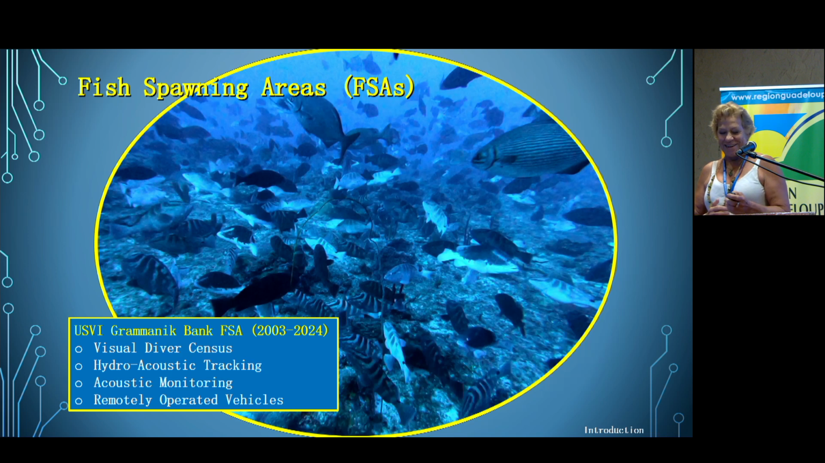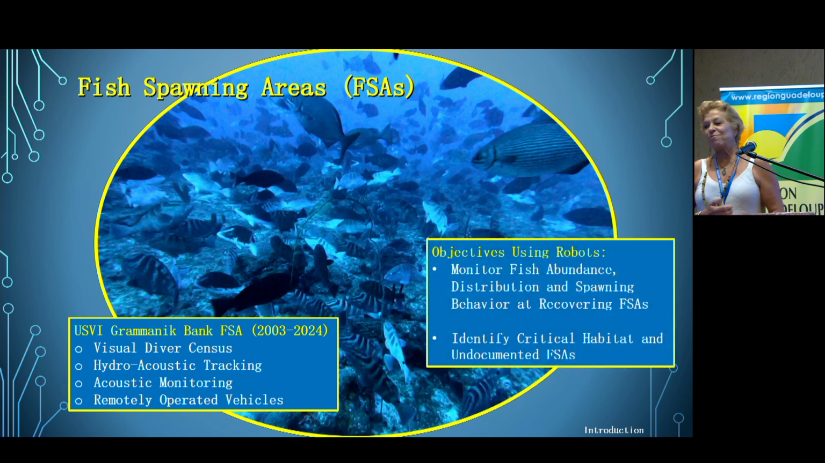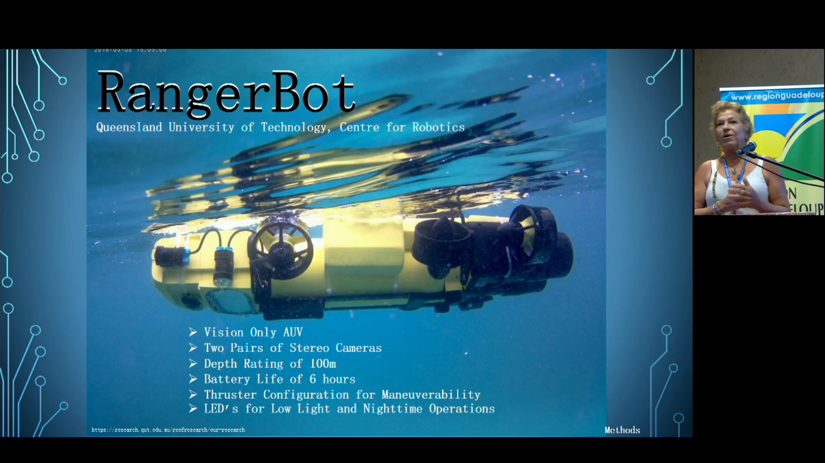We're interested in introducing robots to the scene to see what they can help us with. Our objectives would include monitoring the fish abundance and size and spatial distribution of spawning fishes, as well as perhaps video spawning behavior at times and places that we can't get to. And then eventually we'd like to send robots out to collect data on critical habitat and perhaps find undocumented fish spawning areas. So we need a special machine for this, and we have come across the RangerBot.